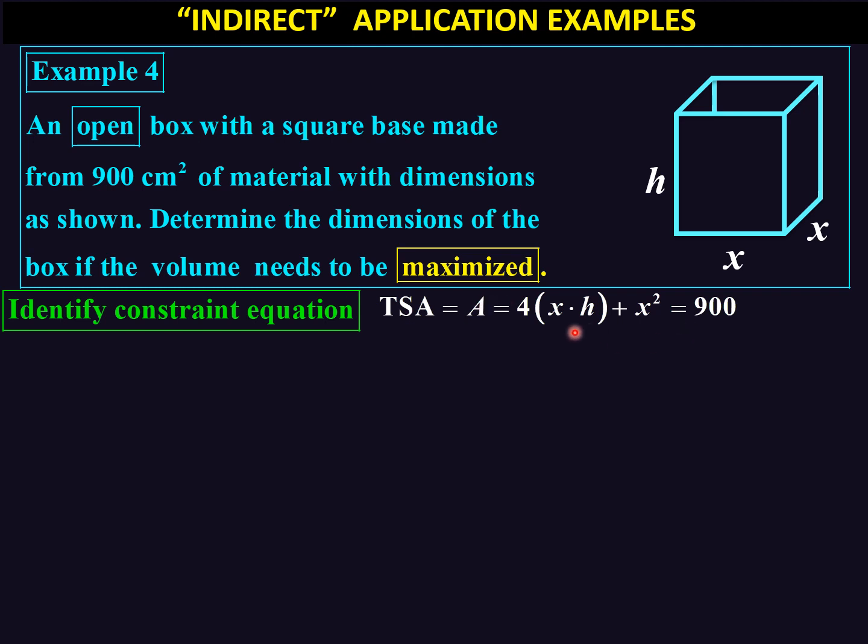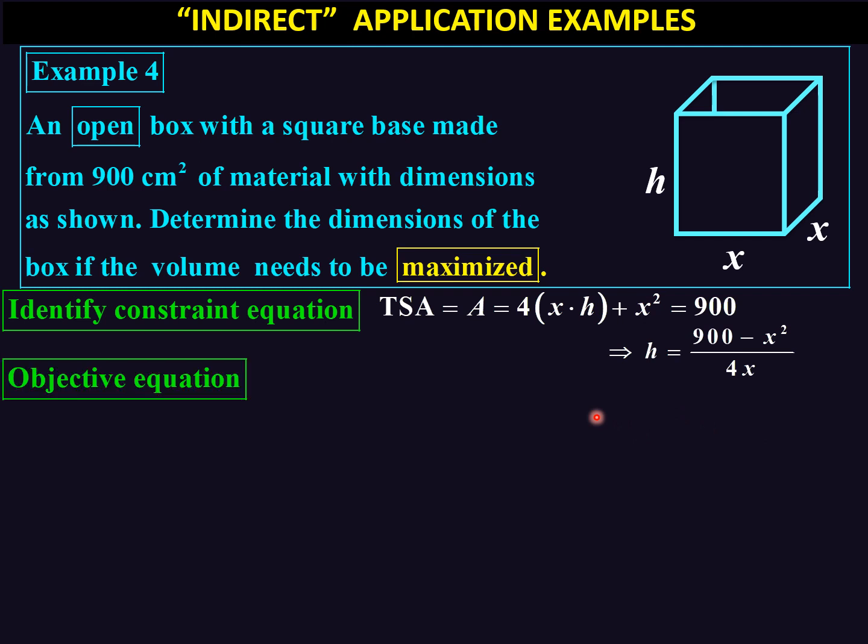900. Which one would you make the subject here? Right? No, not the x, because that's x squared. Preferably the h. So h will be 900 minus x squared. To make x the subject would be a little bit more complicated. Always try to do the easier operation there.